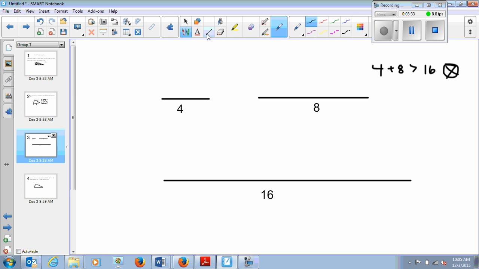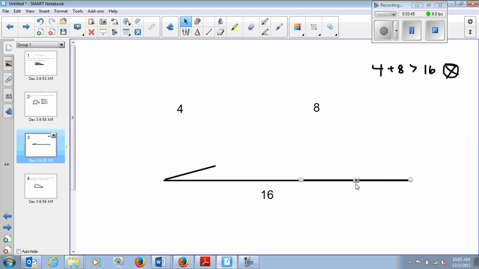Let me show you why this doesn't work. If I took this side that was 4, put it down here at the end, and tried to make a triangle out of it, and I take this side that's 8 and put it at the other end and try to use that to make a triangle, I'm never going to be able to connect those because 4 and 8 don't end up being larger than 16. They're just not long enough to connect it.